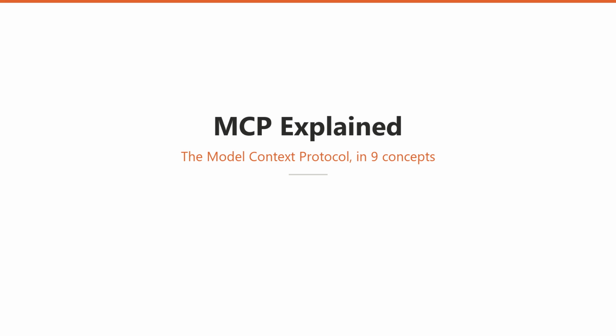9 concepts. One running example: giving an assistant access to your company's Postgres database and your Slack. And you will understand the protocol, be able to build a server, and, importantly, know the security hole most people are walking straight into.